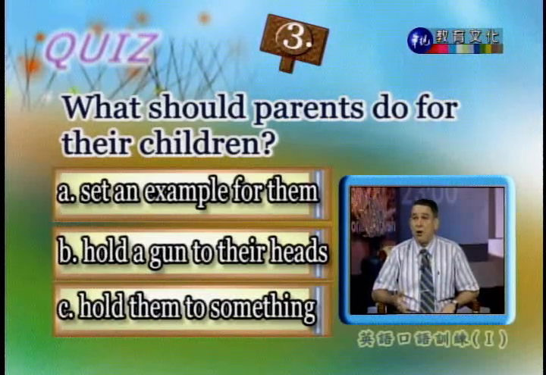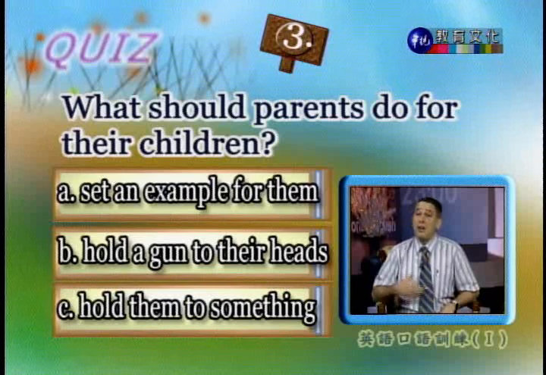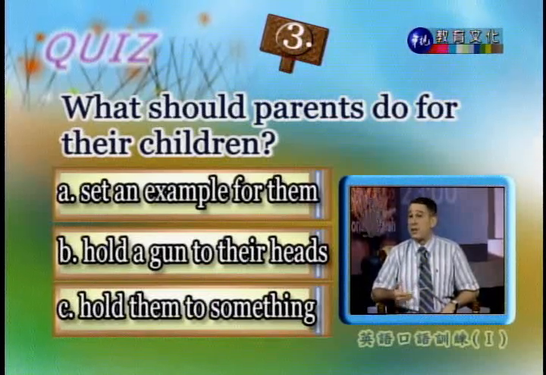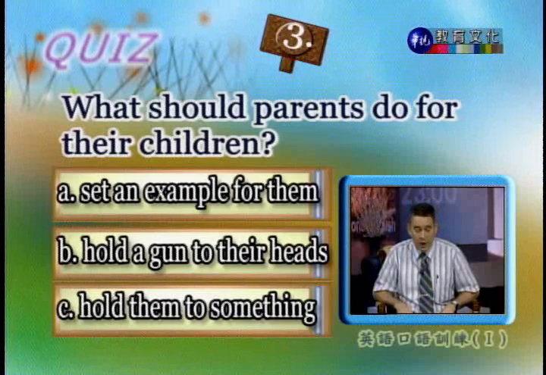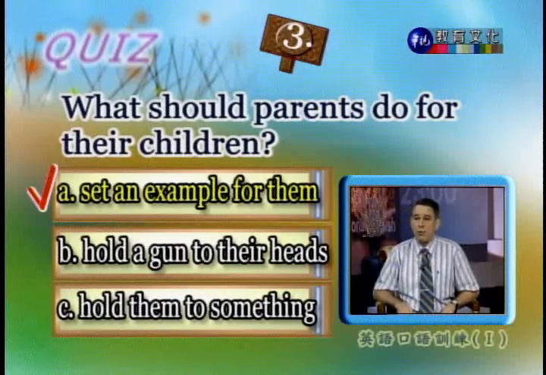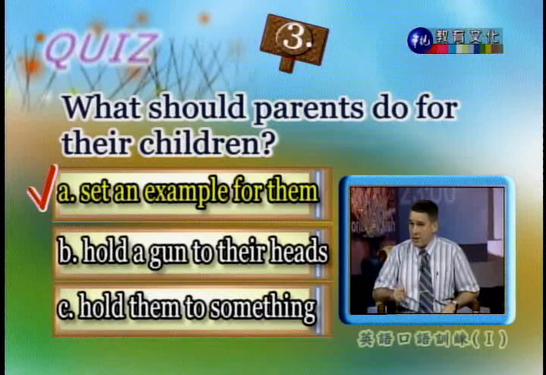Sometimes you might have to hold a gun to their heads. Sometimes you might have to hold them to something that they said, in other words, to keep their promise. However, we should always set an example for our children. So A is the best answer for question number three.